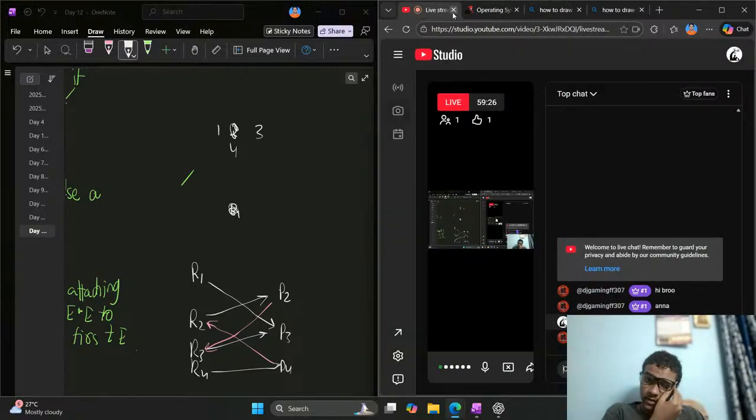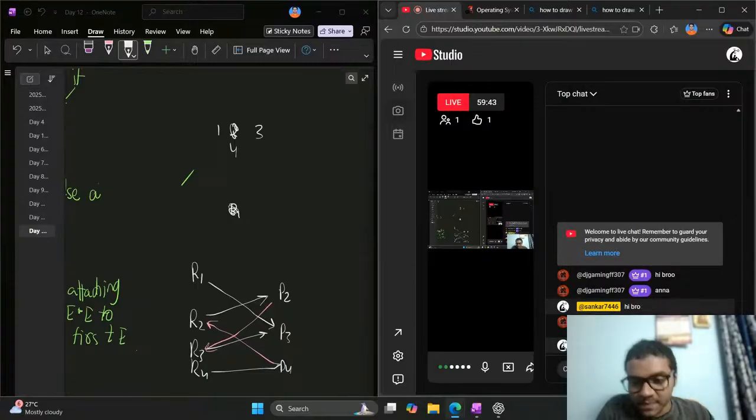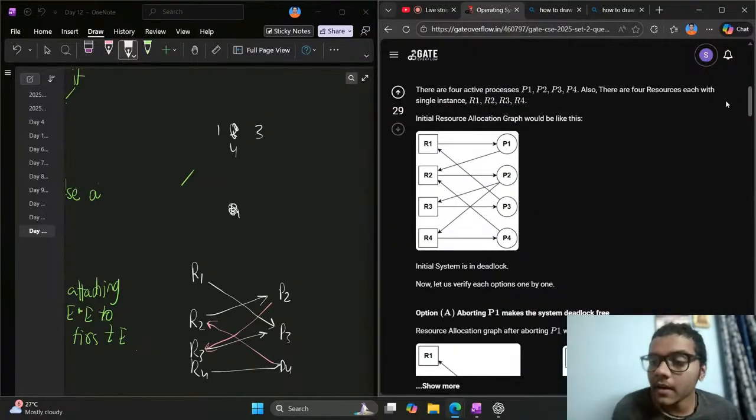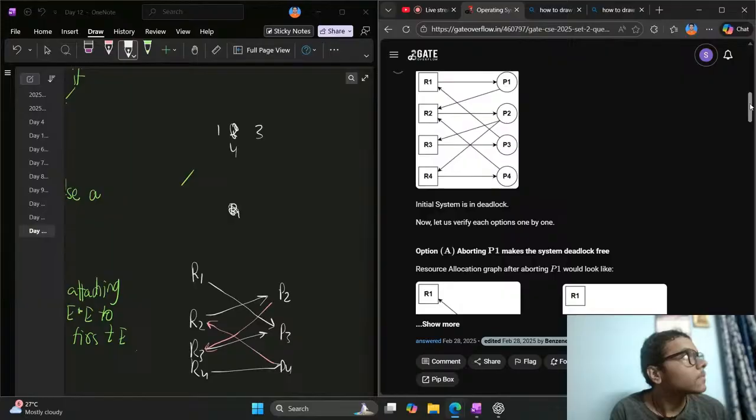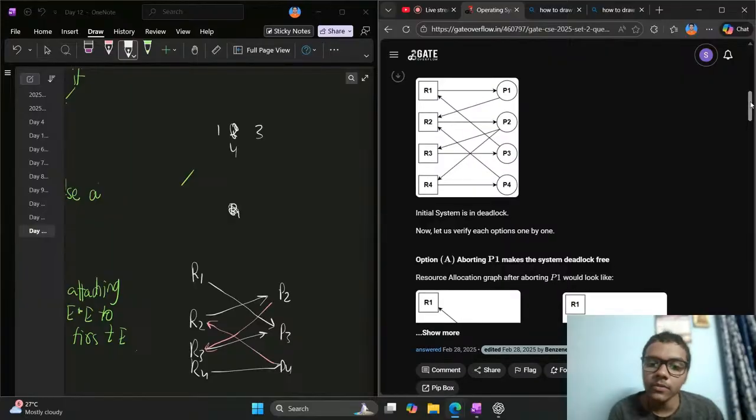So that is how you draw a resource allocation graph. Um, sure, bro. Yeah, I guess there is a problem with the mic and all. I'm talking in normal sound as I always do.